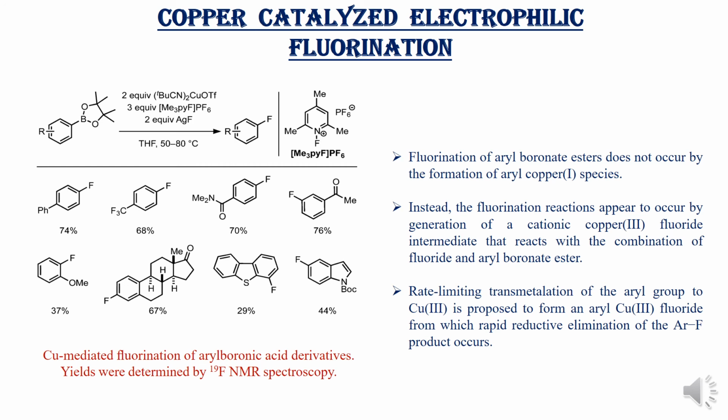So these were some examples for the electrophilic fluorination. As we have discussed about the aryl fluorination, it has two categories: electrophilic aryl fluorination and nucleophilic aryl fluorination. For both of the categories, the platinum and the copper catalysts were used to carry out different reactions and to get the aryl fluoride compounds.